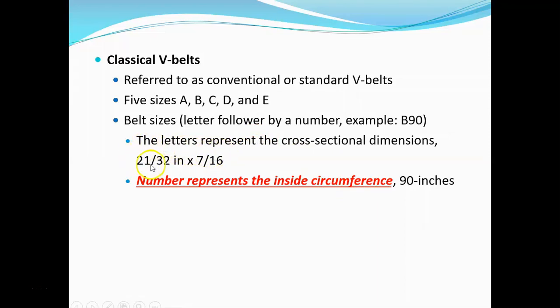And this is just representing the cross section sizes, which should align to the slide that we looked at earlier about the industry standard sizing of the belts. So your cross section size is going to be a letter, and then you're going to have a whole number after that. So the 90 represents whole numbers in inches on the inside circumference. There are no half sizes on these. When we get into the next belt we're going to talk about, we have half sizes.